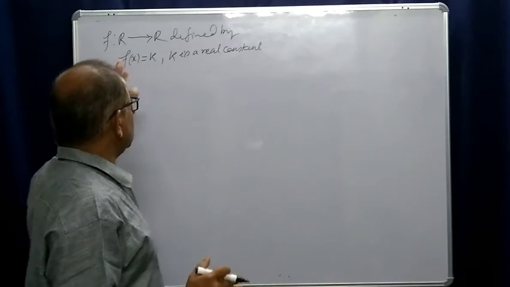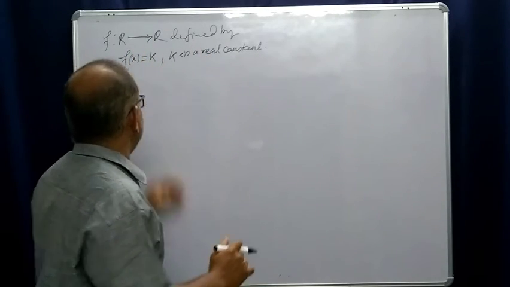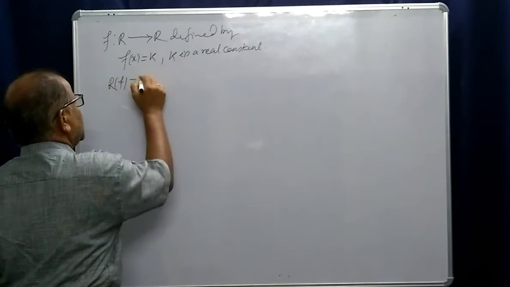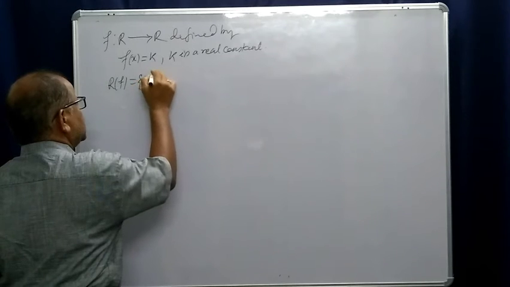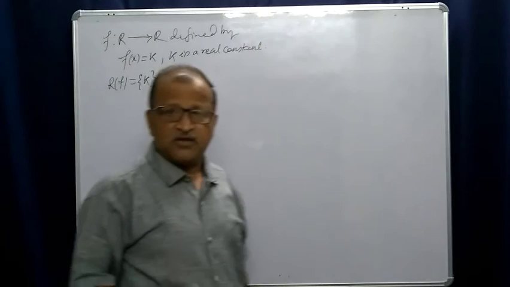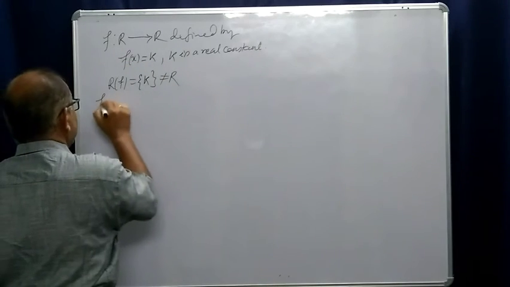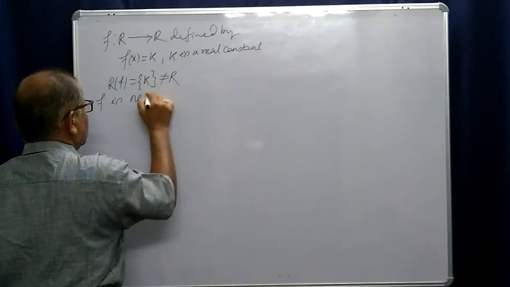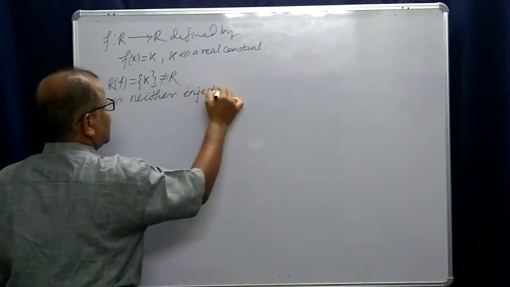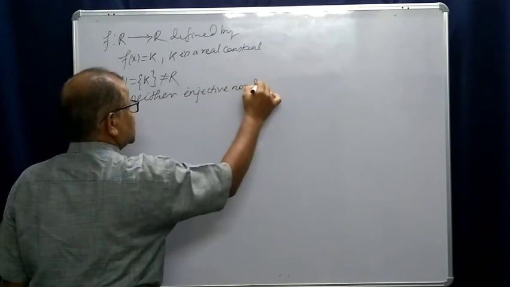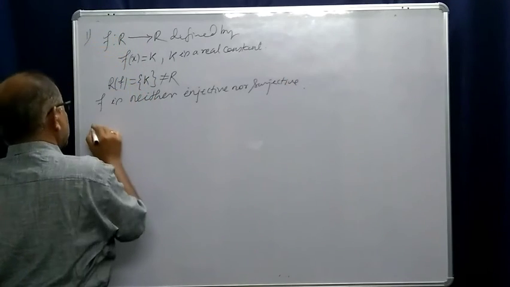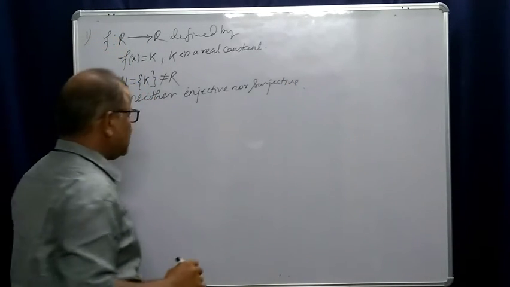And it is also not surjective because the range of this function is only k, a single element set, which is not equal to R. So it is neither injective nor surjective. f is neither injective nor surjective. Right? Let us discuss another function.